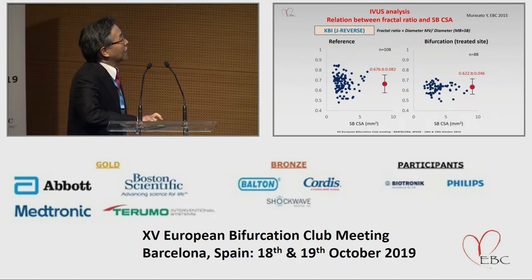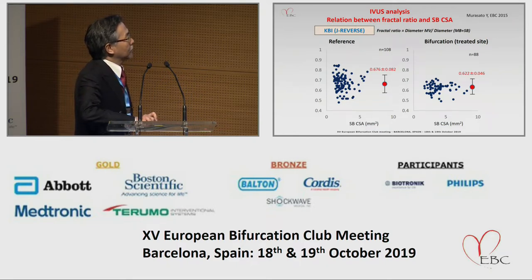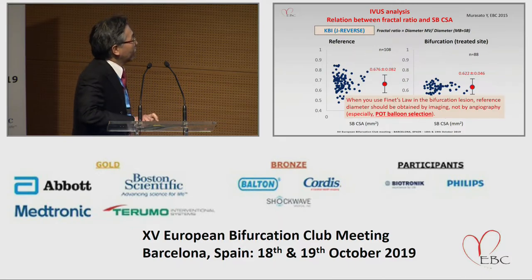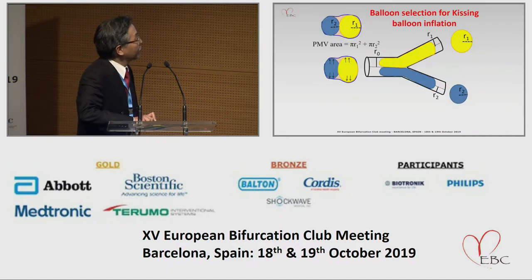I investigated the reference diameter derived from the IVUS. Here you can see the mean value of the fractal ratio is 0.676. It is very close to Finet's law. Therefore, when you use Finet's law in the bifurcation region, the reference diameter should be obtained by imaging, not by angiography, especially for POT balloon selection.